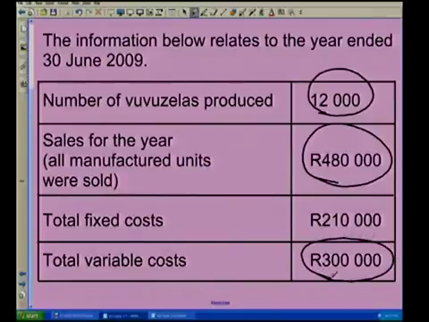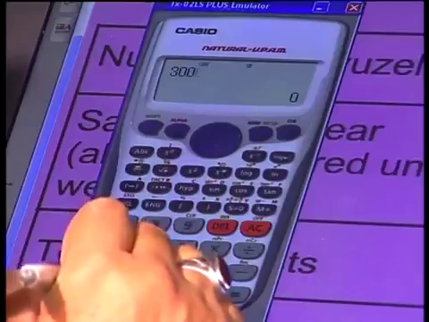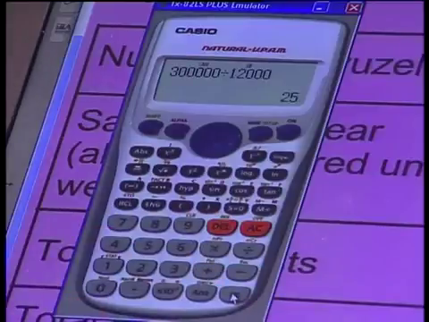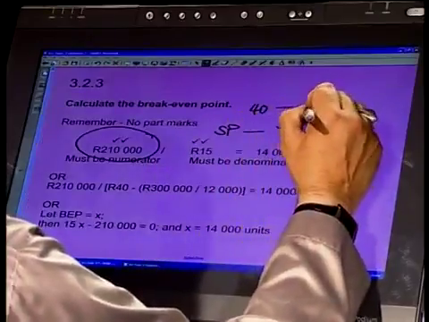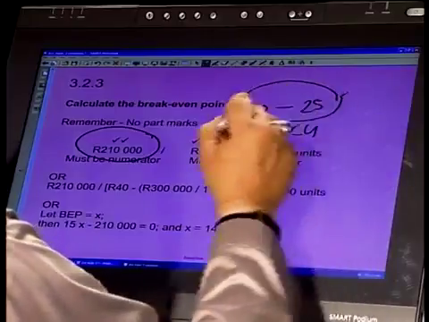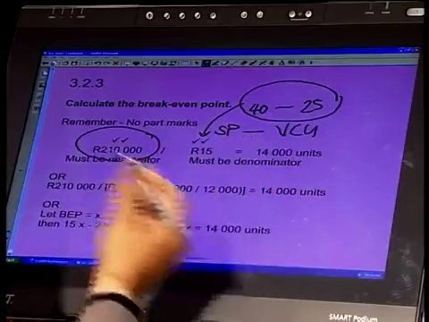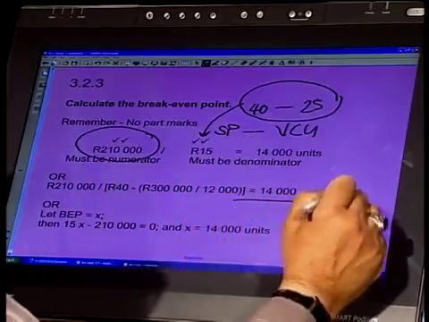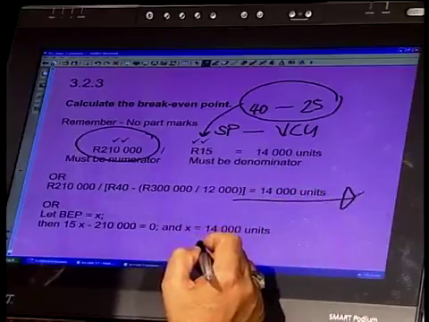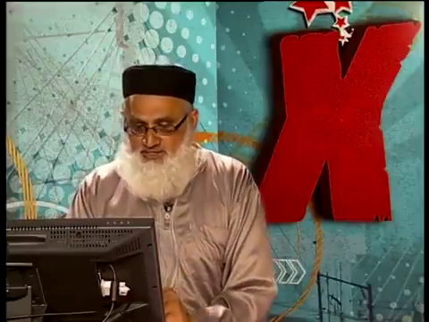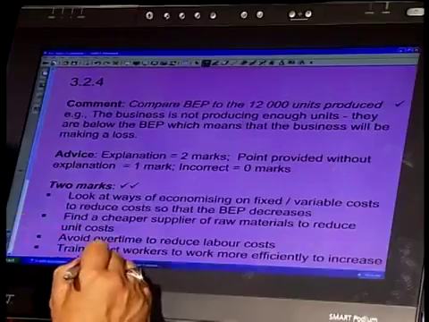So here, the selling price per unit would be 40 minus variable cost per unit. Let's go in there. Let's take my variable cost. If you take that divided by 12,000, 300,000 divided by 12,000, you're going to get an answer of, let's do that, 300,000 divided by 12,000 is equal to 25. So therefore, 40 minus 25, this explains to you where the 15 comes from. Okay, do your calculation and you end off with an answer of 14,000 units.